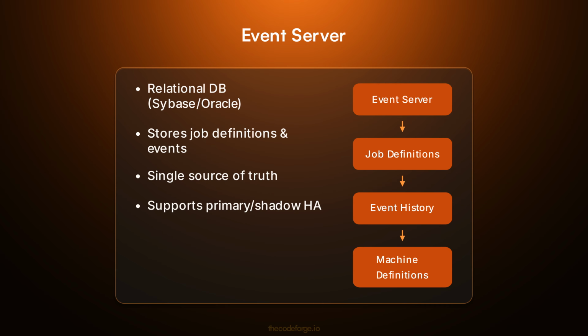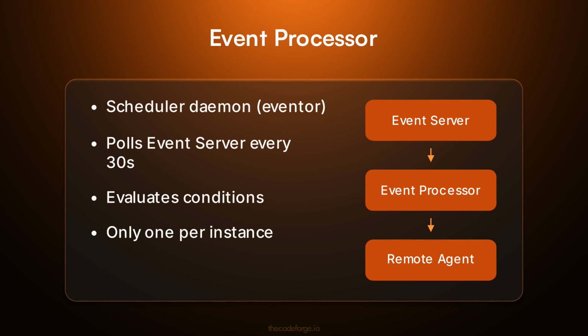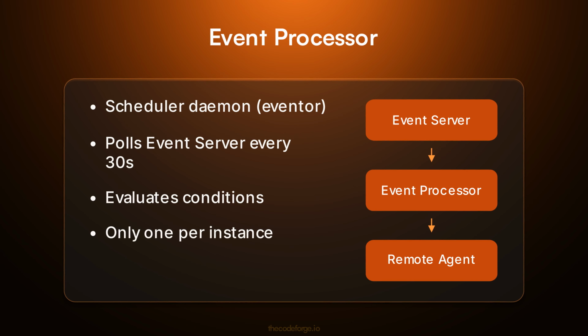Dual event servers provide high availability. The event processor is the brain. It runs continuously, polls the event server, and triggers jobs on remote agents when conditions are met. There is only one event processor per AutoSys instance.